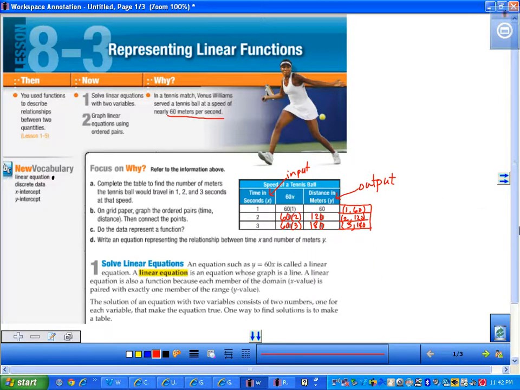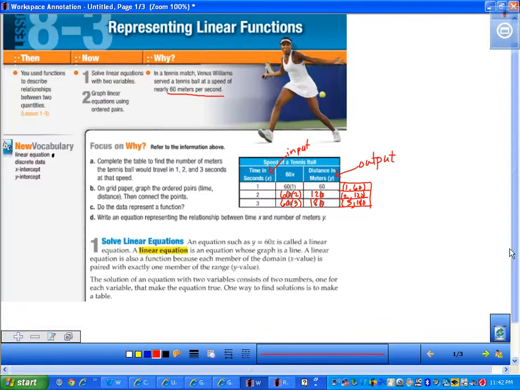Okay, let's look at solving linear equations. An equation such as Y equals 60X is called a linear equation. A linear equation is an equation whose graph is a line. So in the end, we're going to be graphing a line. A linear equation is also a function because each member of the domain, which is our X value, is paired with exactly one member of the range, our Y value. All of this should sound familiar to you because of our previous lesson, 1-5.